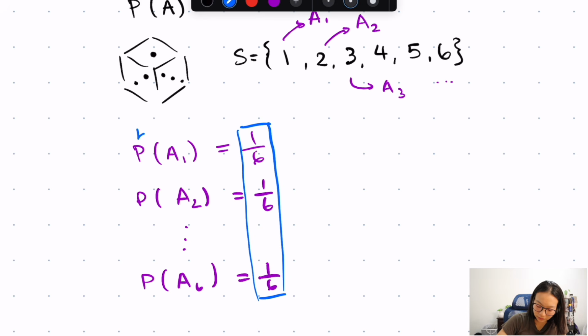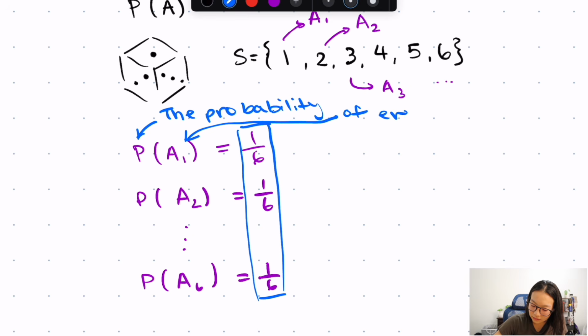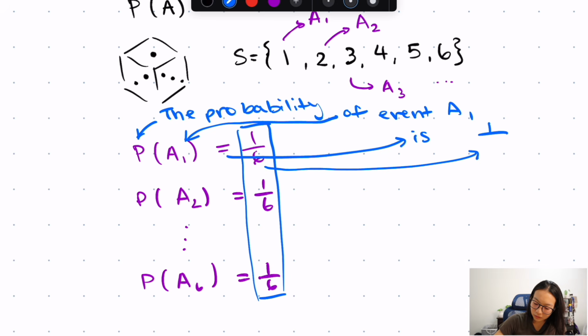So let's put this in English. The probability of event A1 is 1/6. So that's what this means. It means the probability of event A1 is 1/6. That's great. So we're getting an introduction to probability, and that's what this course is all about.